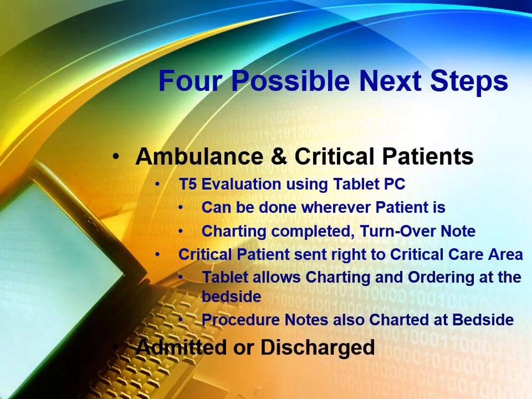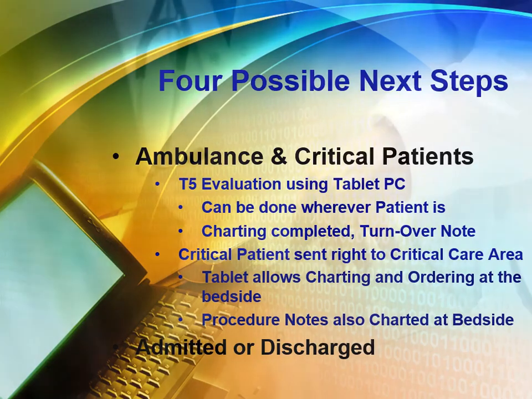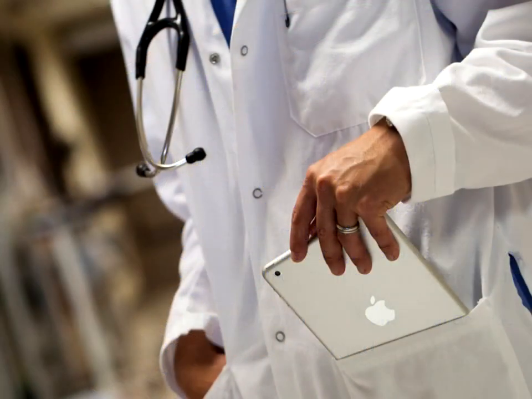Number 4, ambulance patients. T SystemEV and tablet computers really help here. Because you can carry your tablet with you, you can do the T5 evaluation anywhere. At the ambulance entrance, in the hallway, in the T5 area, while the patient is still on the ambulance gurney. Critical care patients, if Betsy has a significant chest pain or another emergent condition, she can go straight to the critical care area. Whether you do any charting or ordering can be tailored to how busy it is in critical care or how emergent the condition is.